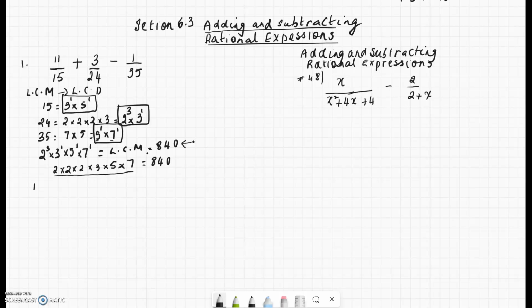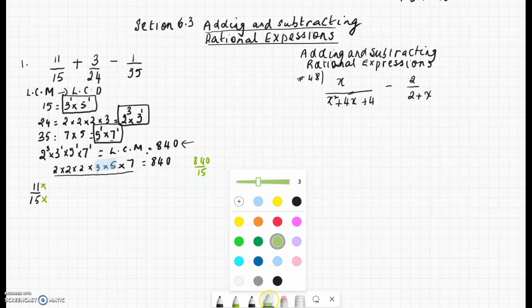So now we have 11 over 15, and the question is 15 times what is 840? Of course, you could go 840 divided by 15 on your calculator, but it'll be easy enough to look at these factors and say, okay, let's make a 15 first. 3 times 5 is a 15. And now multiply the rest of the digits. The rest of the digits are 7 times 8. 7 8s are 56.